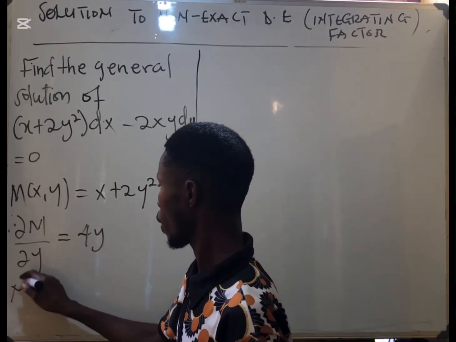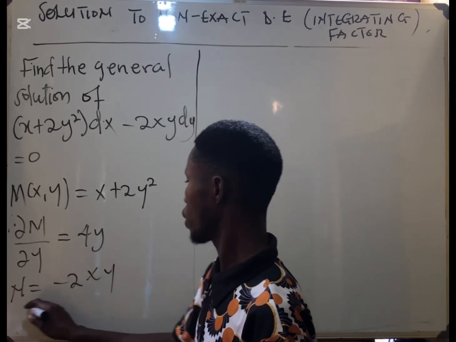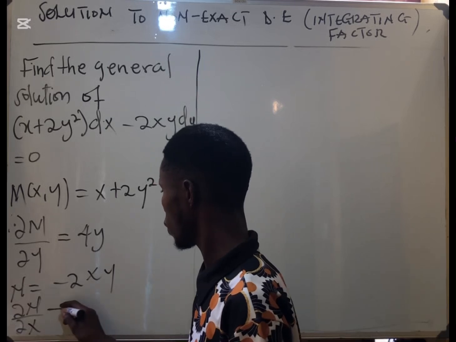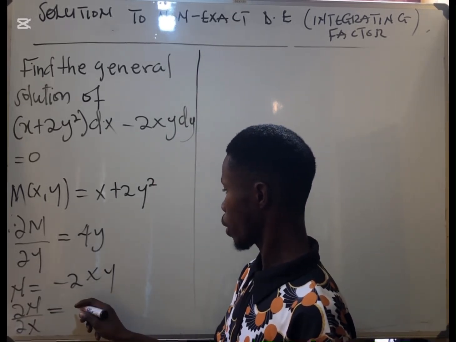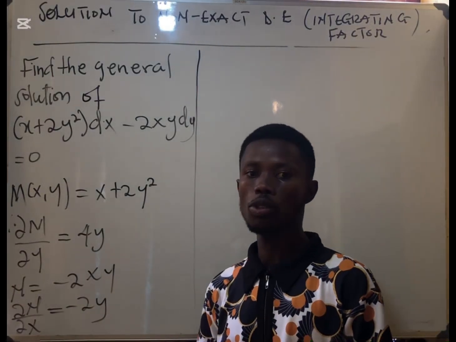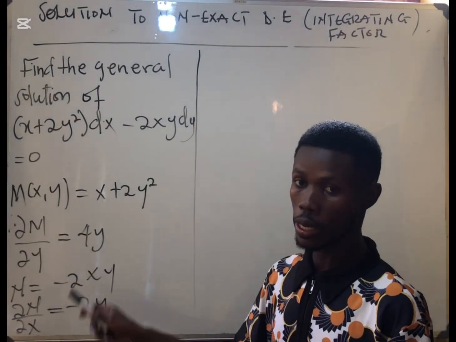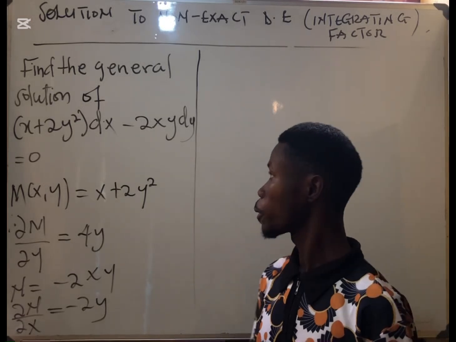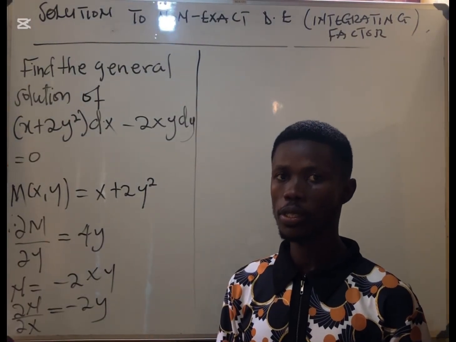Then we take our N. Our N is negative 2xy. So if I take partial with respect to x, I'm going to have negative 2y. Now let's compare these two. These two are not the same, so they are not exact. Have you seen that? So you need to look for the integrating factor. Is that okay? And I hope you remember how to look for the integrating factor.